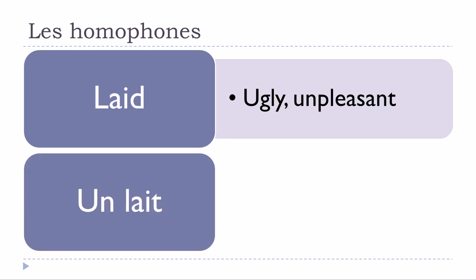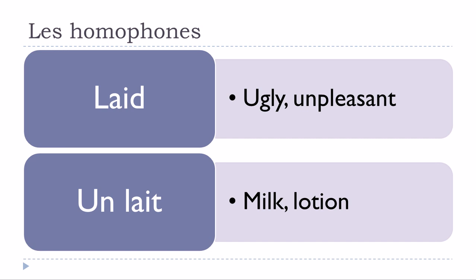Un lait. Okay, so the only difference is the final thing here, D, you don't pronounce it, T, you don't pronounce it, so phonetically you only have this lait.